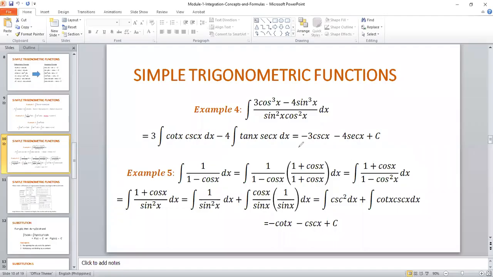Okay, so here's the answer. Now, what about this one? You have 1 over 1 minus cosine of x dx. There is no direct formula that will lead you to the integral of this.